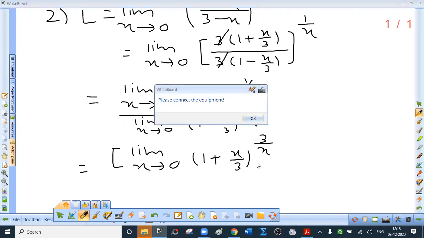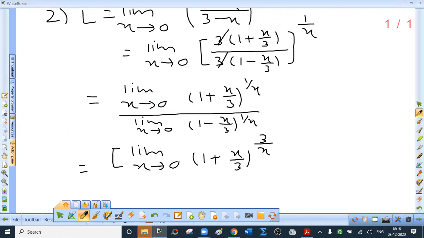So required index is what? 3 upon x. Is this original? No. Original index is 1 upon x. So to get the original index, I will write 1 upon 3. This is the numerator. What about the denominator?